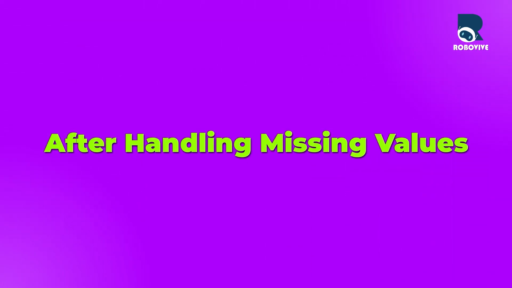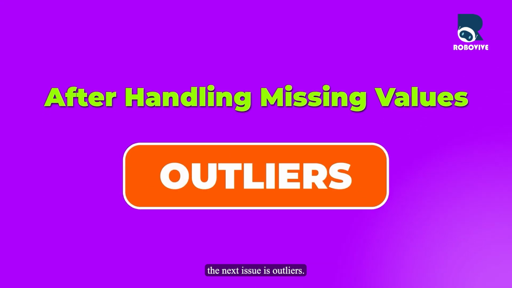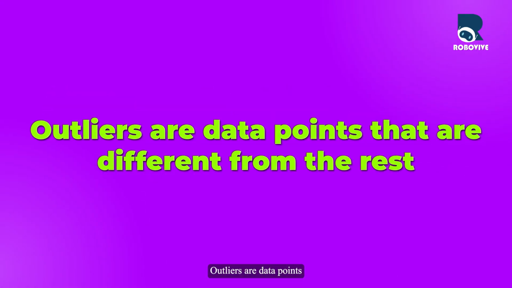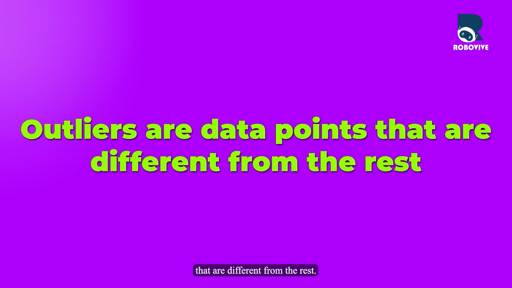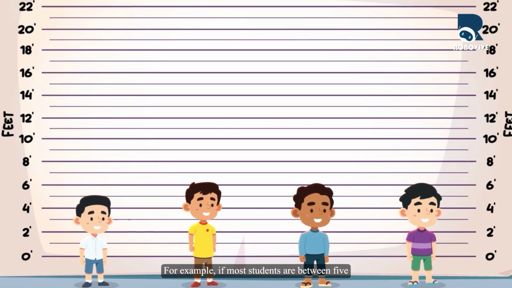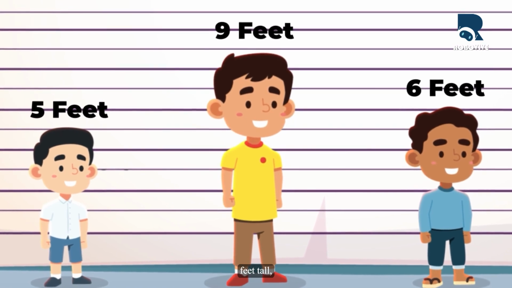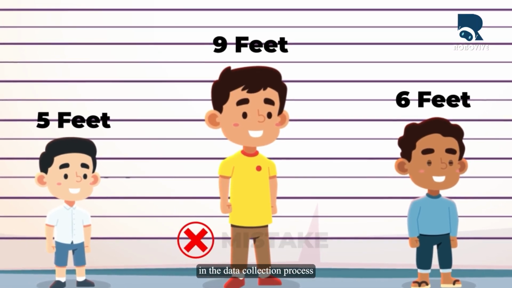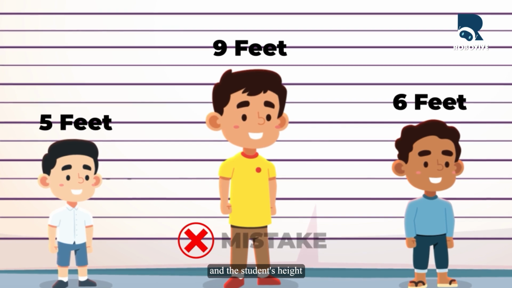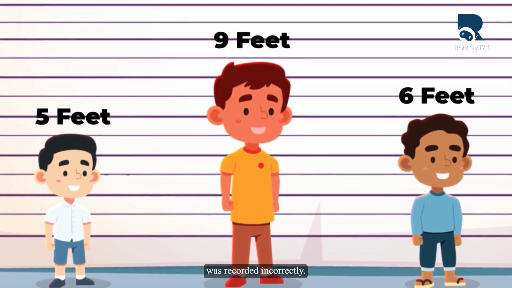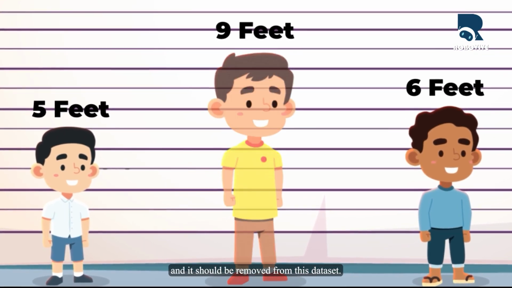After handling missing values, the next issue is outliers. Outliers are data points that are different from the rest. For example, if most students are between 5 and 6 feet tall, but one student is 9 feet tall, there was probably a mistake in the data collection process and this student's height was recorded incorrectly. This value is an outlier and it should be removed from this dataset.